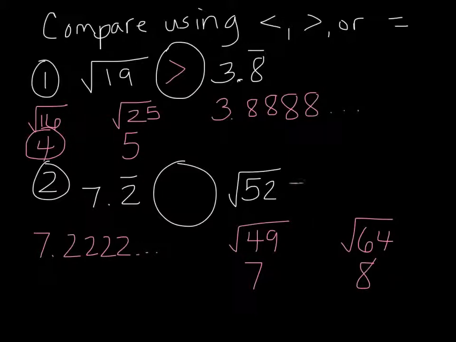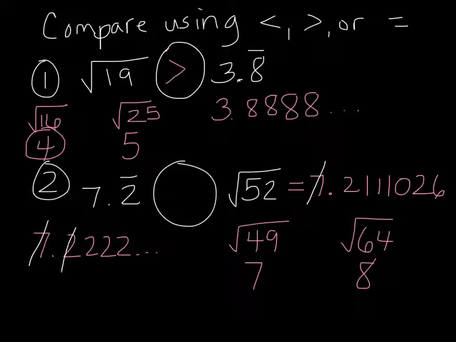And then if you use your calculator to take the square root, you actually get 7.2111026. Now, comparing the two decimals, you'll notice the ones place are the same. The tenths places are the same. However, the hundredths place, you have a 2 and a 1. So 2 is greater, so we're going to put a greater than symbol. All right, that's it.